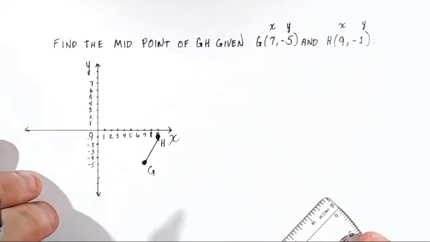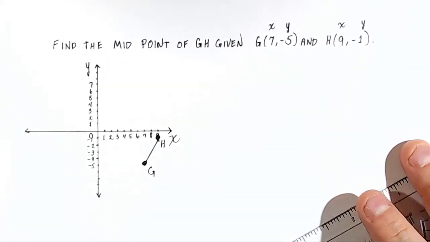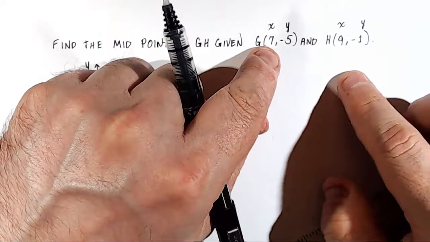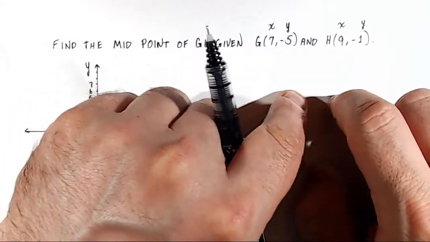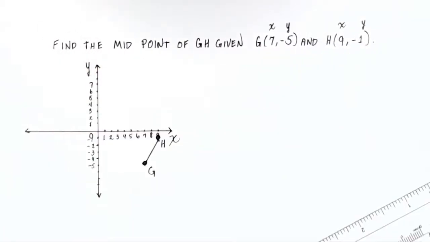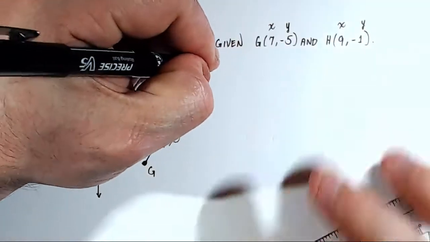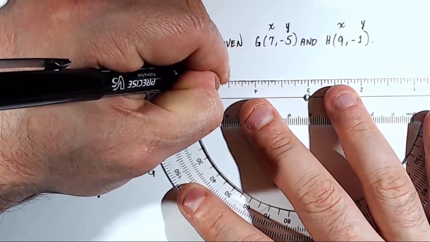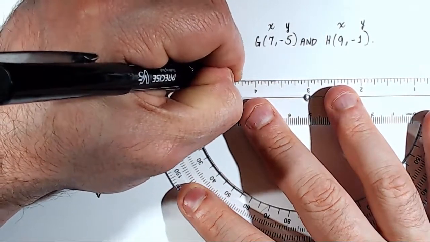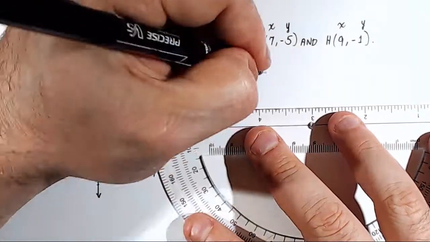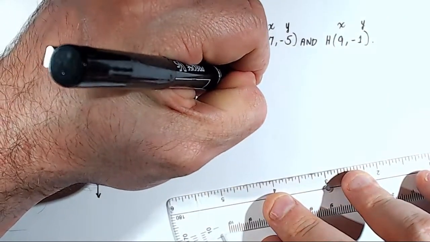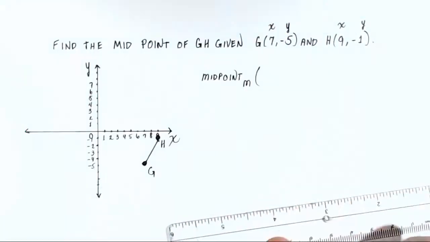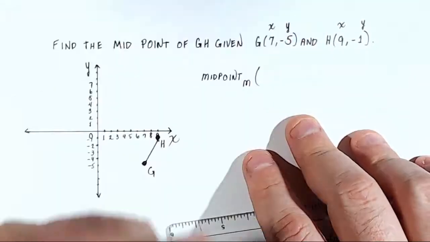Remember that in order to find the midpoint, you have to first find the average distance between the x values and then the average distance between the y values. We'll just do it one at a time. So the midpoint, we're going to come up with a letter. We'll call this midpoint M, is located at the average distance between the x values.